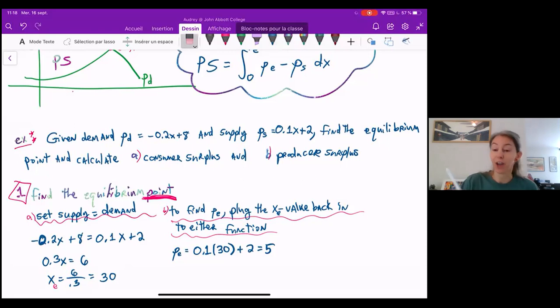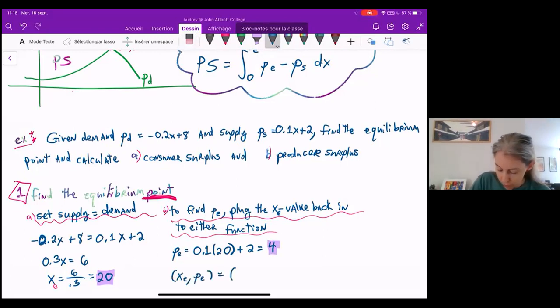Oh my gosh, I'm an idiot. Sorry, guys. I just realized that 6 divided by 3 is 2. So hopefully you noticed that. But if you didn't, this is actually a 20. Sorry about that. And that makes more sense. So that means this is not 30, but 20 here, which means this is not 5, but 4. Sorry about that. I can do math. Okay, so then my equilibrium point is 20, 4. So x sub E, P sub E, is equal to 20 units at $4.